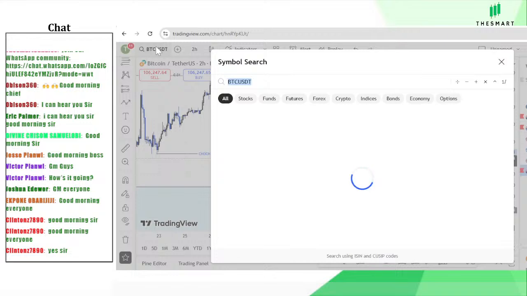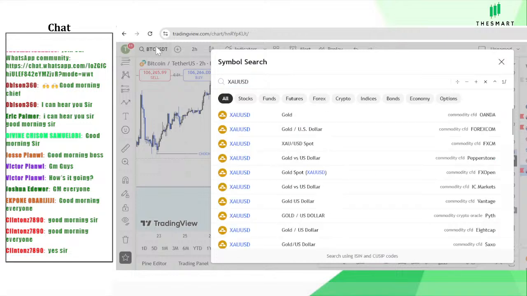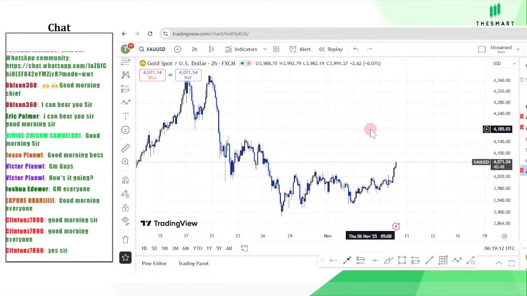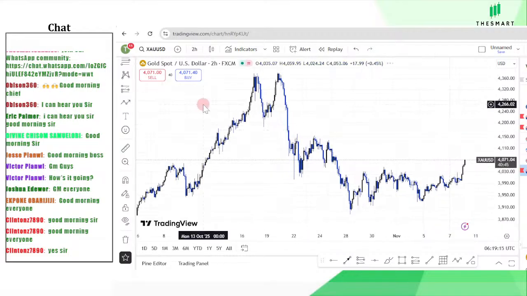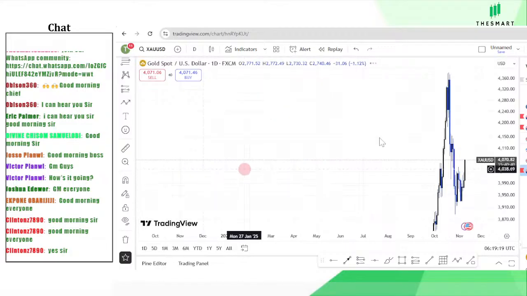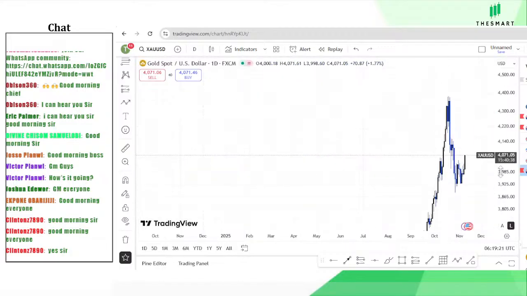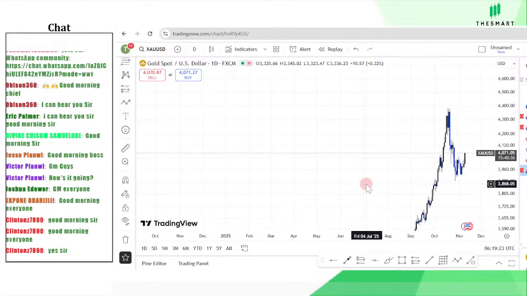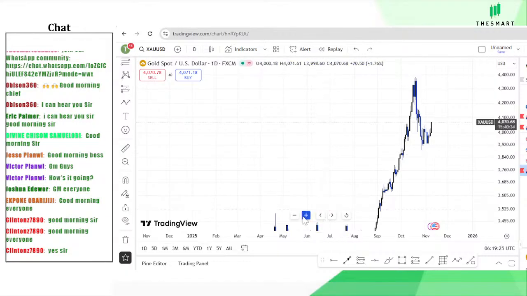Alright, so let's get to look at gold. I believe we all copied Bitcoin, so we are good to go. Alright, so here we are on gold, and let's get to look at gold from the daily level. From the daily level here, what we can see.